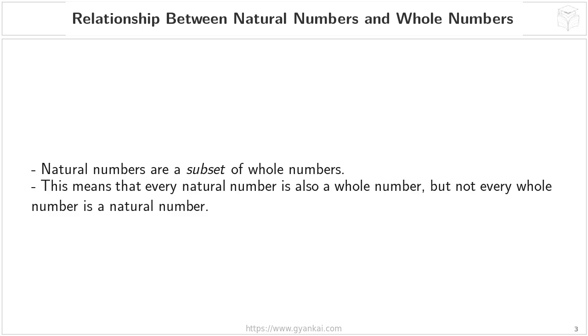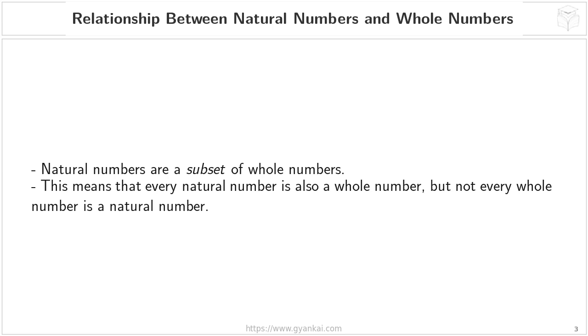Relationship between natural numbers and whole numbers. As we discussed on the previous slides, we started with natural numbers. Those are the counting numbers, 1, 2, 3, and so on. Now, we've introduced whole numbers, which include those natural numbers, but with one important addition. This slide states that natural numbers are a subset of whole numbers. Now, the word subset might sound a little intimidating, but it simply means that everything in the natural number group is also found within the whole number group.